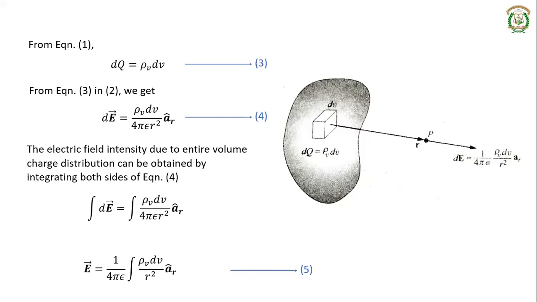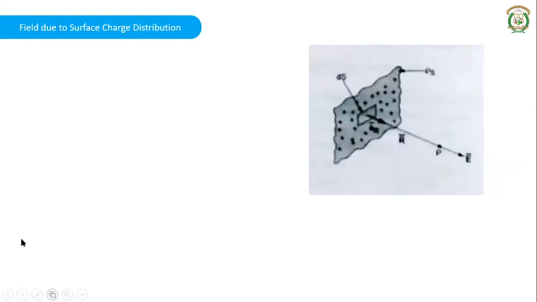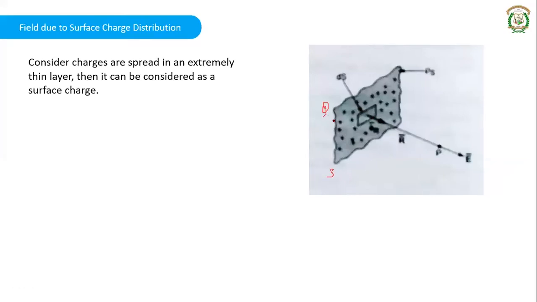Field due to surface charge distribution. Consider there is a surface with total surface area S. The charge contained over that surface will be Q, the total charge. Same as before, consider charges are spread in an extremely thin layer. If the layer is very thin, you can consider that as a surface charge.